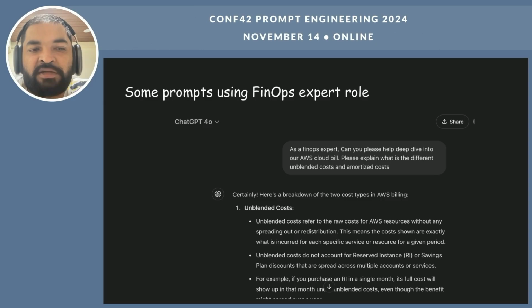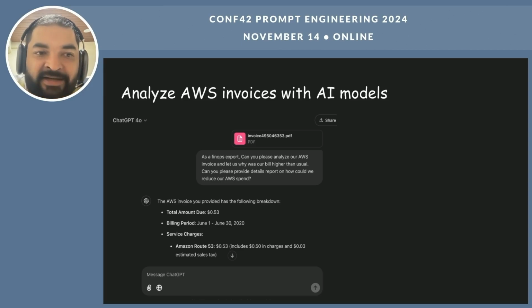So, to help you understand, AI models can definitely help you do that. And you can use roles like a FinOps expert to guide you on how to implement FinOps best practices in your organization. This is one of the experiments that I did. You can also ask, as a FinOps expert, "Can you analyze our AWS invoice and let us know why our AWS bill was higher than usual? Can you please provide a detailed report on how we could reduce our AWS spend?"